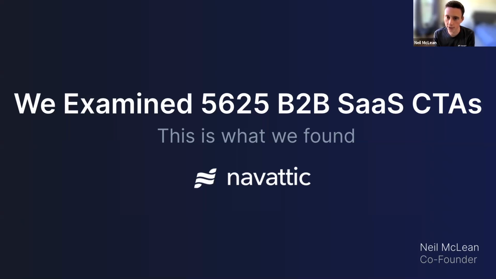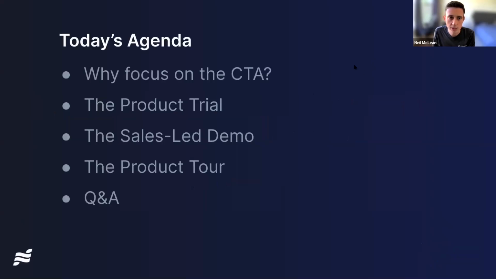And the lens in which we viewed this is by studying around 5,600 B2B SaaS CTAs and looking at what is the way in which early customers are getting into the product, how are they experiencing it, and what does that motion look like? And we're going to contextualize this by looking at a few things. Number one is, what does that CTA look like and what are some trends that we've seen in our analysis of the industry broadly? We'll also look at a few different categories specifically. We'll first examine the product trial, the sales-led demo, the tried and true one, and then also looking at this new emerging combination, which is the product tour. We'll then go into some Q&A after.